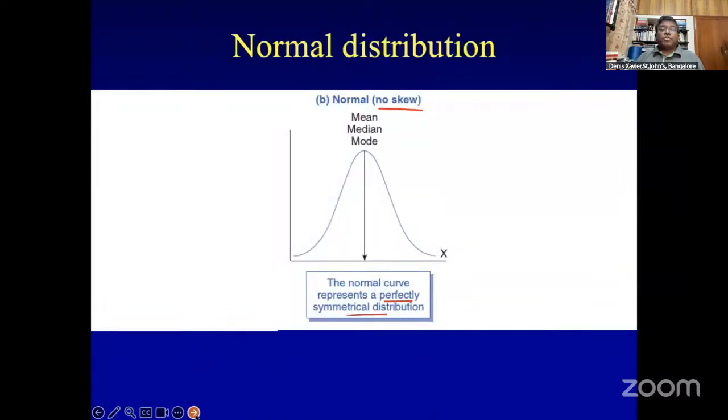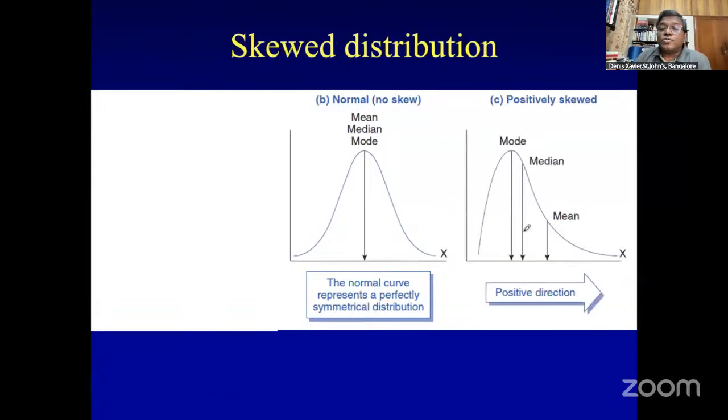Let's go back to different types of variations from the normal distribution. So this is symmetrical, no skew. Now this one is positively skewed. It goes towards the right. So we call it, there's nothing positive or negative about it.